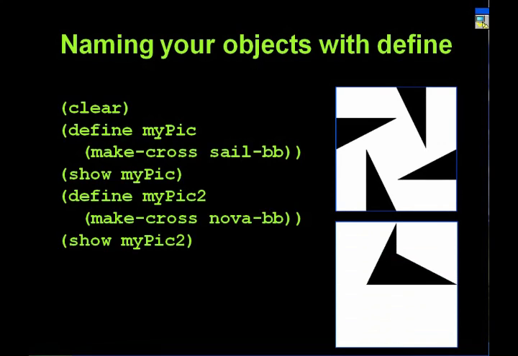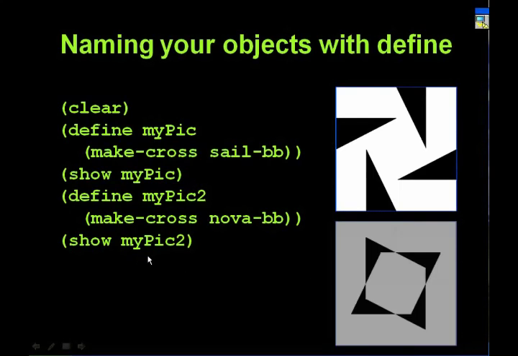Now suppose I do the following. I create another thing called my pick2. This time, instead of using cell BB as the input parameter, I use this thing called Nova BB, which is this little thing here. When I do show my pick2, I will see this thing which looks like a what? Shuriken, right? Quite cool, huh? So this is like a shuriken.